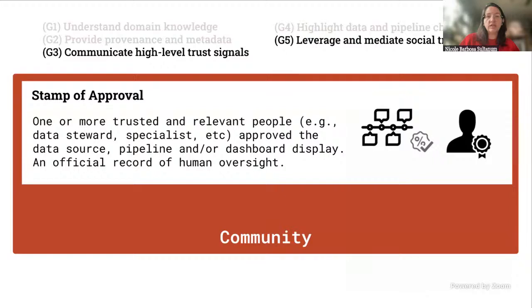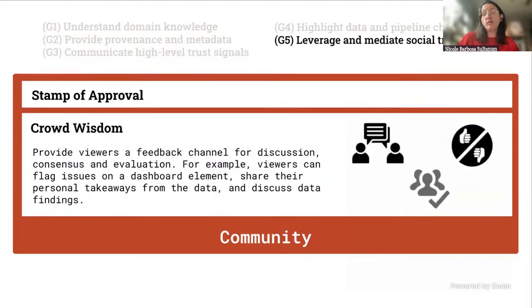The third and final cluster, capitalizing on social trust. Stamp of approval is what we call top-down trust and is about increasing visibility of Wendy, that is that trusted person who manages some aspects of the analytics pipeline, and that she has verified that aspect of the pipeline. Conversely, crowd wisdom is bottom-up trust. It's an opportunity for consumers to leave some of their knowledge in the VISs by commenting, flagging issues, which can be seen by their peers, and also by the people who maintain the visual analytics pipeline.